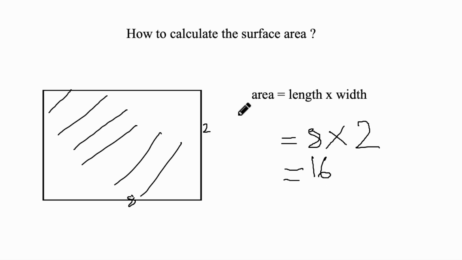Now if these units are in meters, so if 8 and 2 were in meters, this will be meters squared, okay, that's the unit. Whereas if it was centimeters, it would be centimeters squared, okay. The area will always be represented as squared. Okay, now let's have a look at some examples.